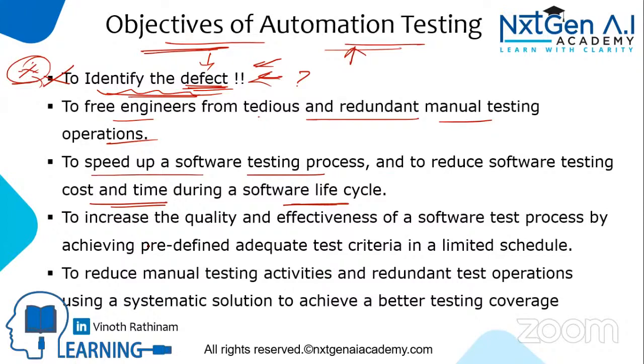So when we use automation tools to automate a lot of test cases and execute them, it will definitely increase the quality and the effectiveness of the software test process in a very short time period. And again, it reduces the manual testing activities and all these things. So these four are like evergreen. In simple terms, automation reduces the effort of manual testers, increases productivity, and reduces the cost and the time.